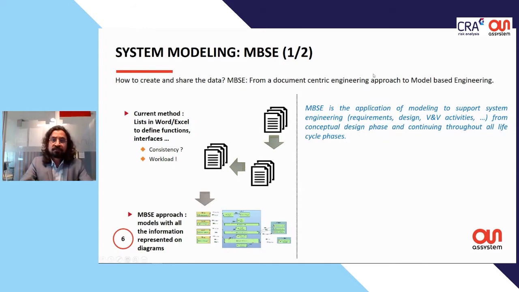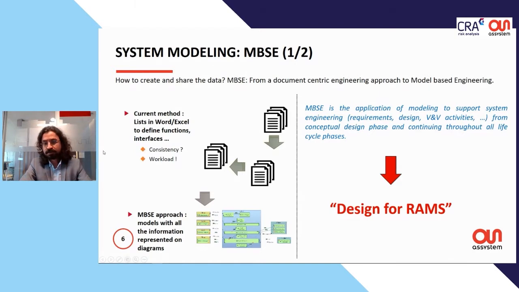And within ASSYSTEM, what we want to aim for is to design for RAMS. Now, what is the purpose here? Why are we calling it that? It is because when the MBSE objectives are defined, it is not designed for the RAMS part of it. It is with a different perspective for the system, the modelers and the MBSE experts. And within ASSYSTEM, what we want to propose is to use the MBSE approach, the system modeling, while designing for the RAMS part.